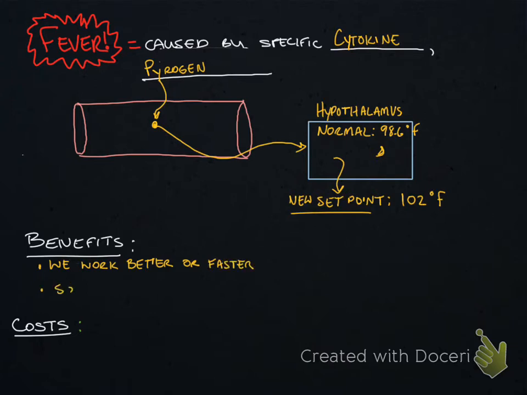And some bacteria actually work worse at a higher temperature. Now, the cost of this new set point is that if the infection is bad enough, and our set point just keeps on increasing, and say we get above 106 degrees Fahrenheit, we can actually end up with brain damage, possibly a coma, death. Even seizures are common with an extremely high temperature.